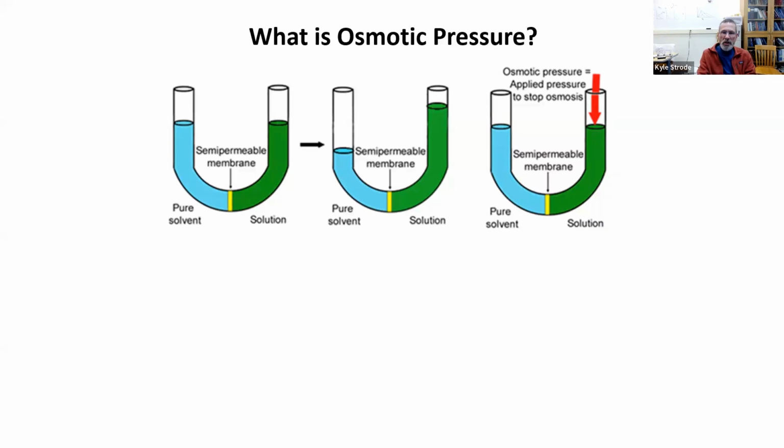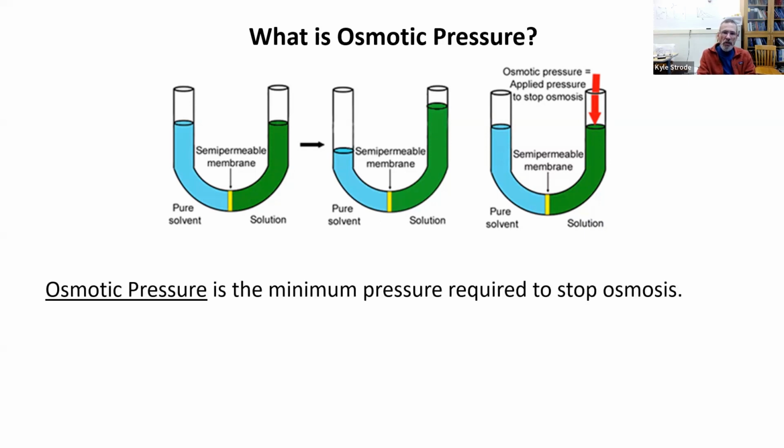So there'll be a final height of the solution on the right and a final lower height of the solution on the left. Okay, to answer the question, what is osmotic pressure? It's the pressure that we would have needed to apply in order to keep osmosis from occurring. So if we apply pressure to the high solute side, then it will cause the net movement of water molecules to be equal back and forth across the membrane, and we can keep those two levels at the same value.